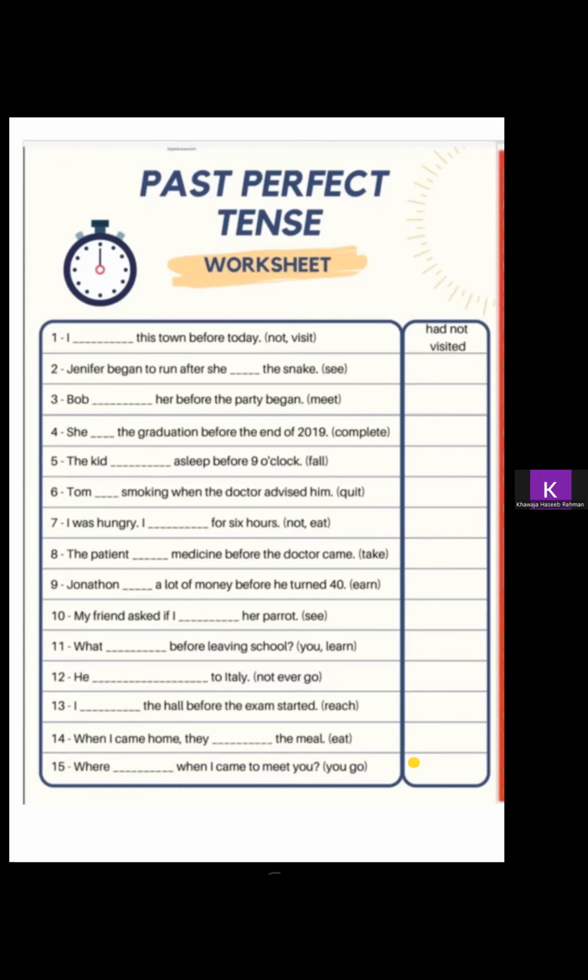Okay, Faizan. Faizan, kindly unmute yourself, beta. Faizan, yes. Make sentence number 4. She dash the graduation before the end of 2019. Complete is the option. You have to use complete in this blank. Yes, beta, make sentence, Faizan.